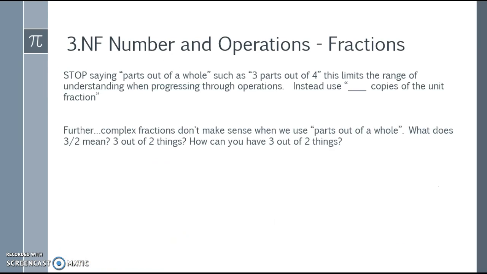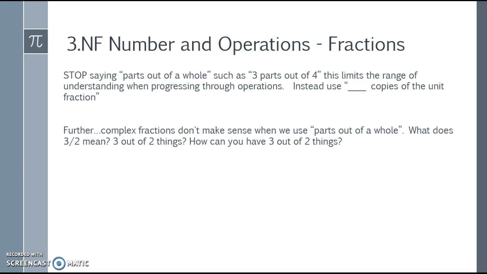We also need to stop saying parts out of a whole, such as 3 parts out of 4. This limits the range of understanding when we progress through operations. Instead, use this many copies of the unit fraction. Further, complex fractions don't make sense when we say parts out of a whole.